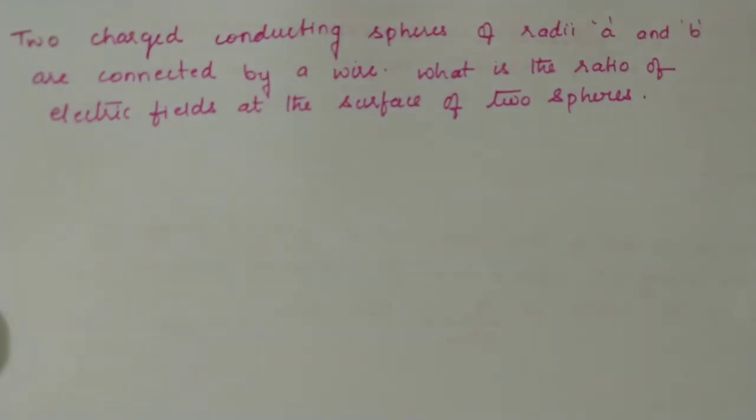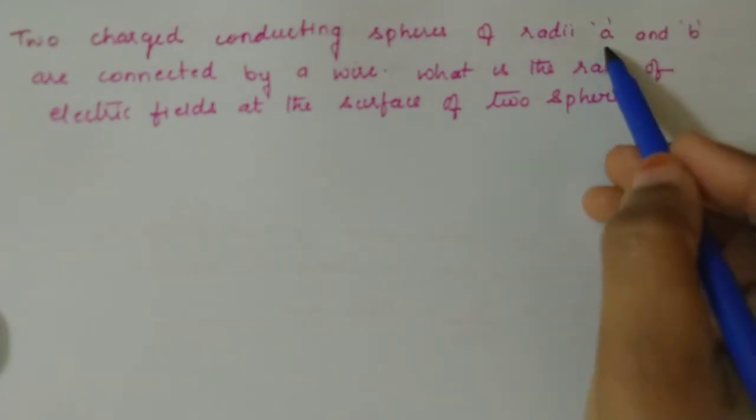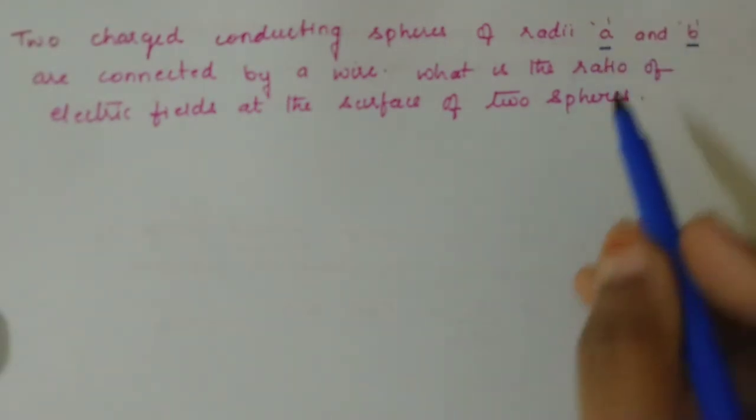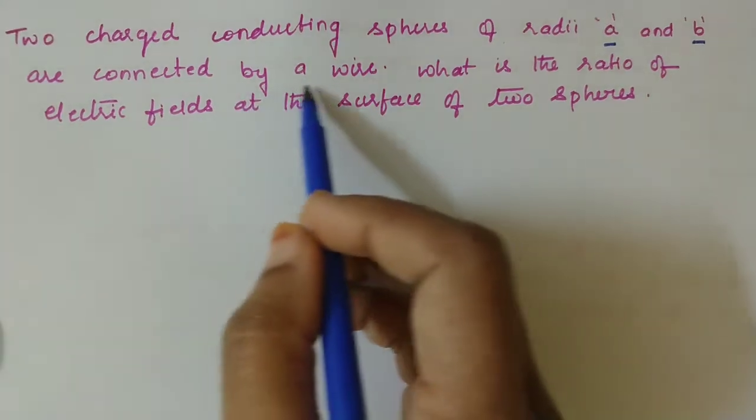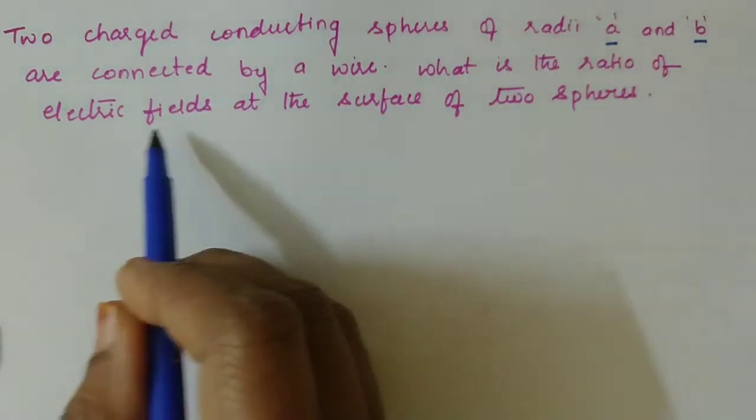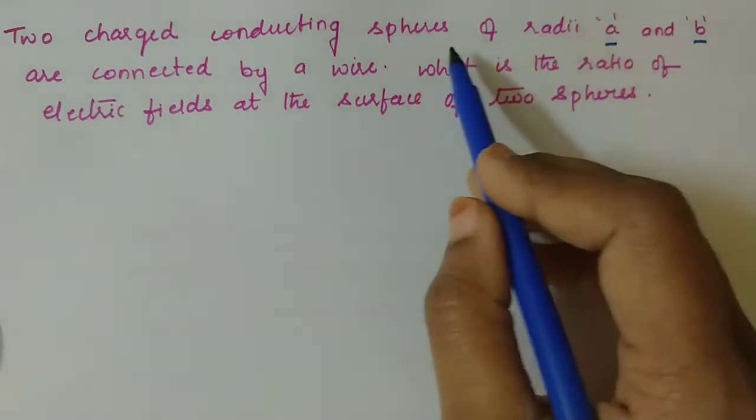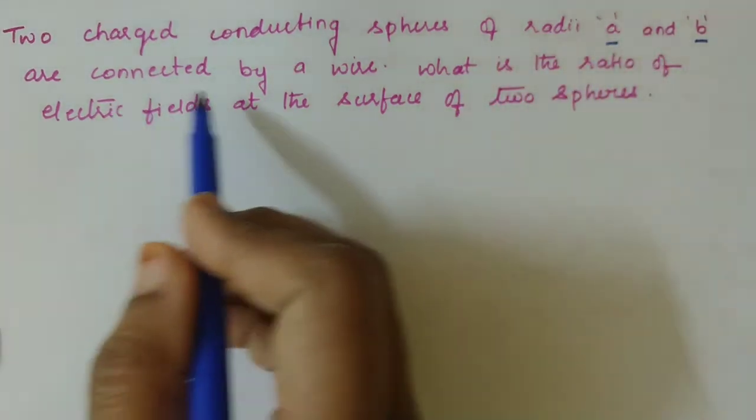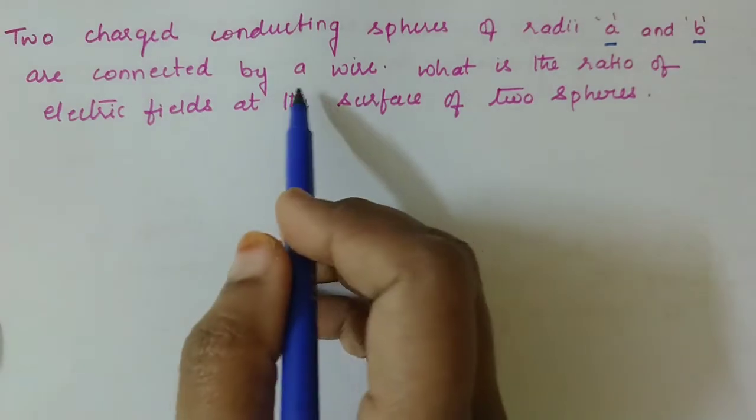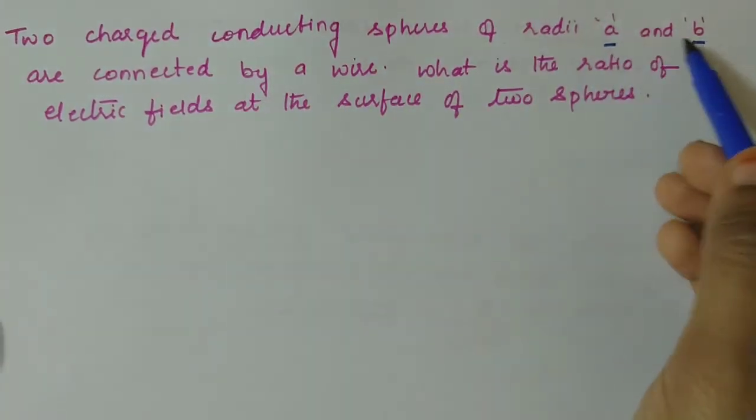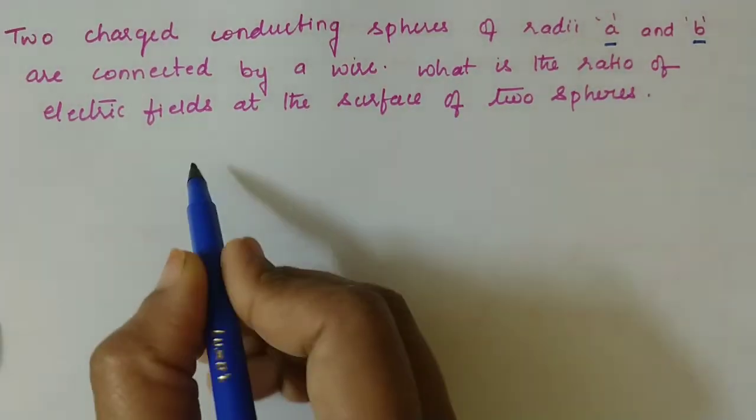So here two conducting spheres of different radii are given. It's given that one has a radius small a and the other has a radius small b, and they are connected by a wire. Then what is the ratio of electric field at the surface of the two spheres? And since the two spheres are of different radius and you are connecting them by a wire, charge will transfer from one sphere to another until their potentials become equal.